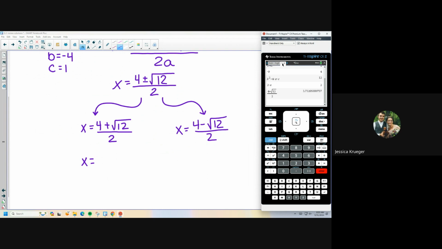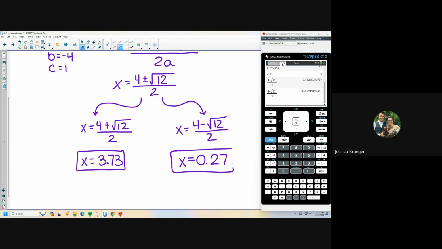And if I hit enter, I get 3.7320... to 2 decimal places, that would be 3.73. That's my first solution. My second solution is 0.27 to 2 decimal places, because the 7 will round the 6 up.